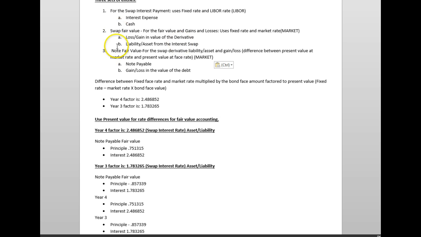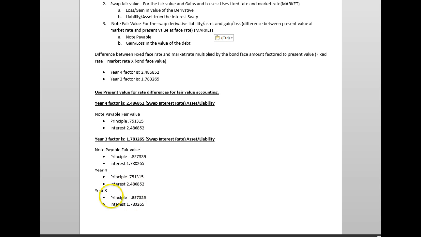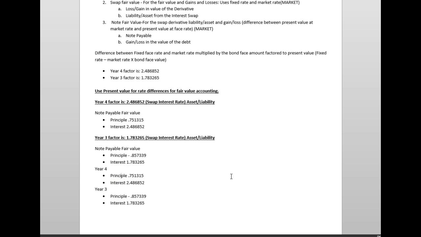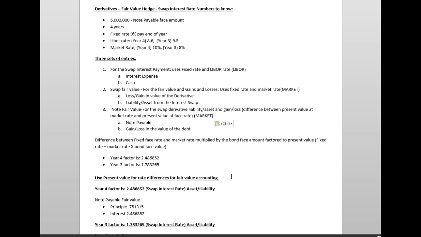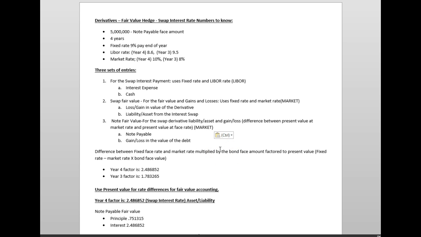Now what we end up doing to figure the amounts here and here, which are your swap fair value and your note fair value, is use present value tables. So in year 4 we've got a factor for the swap. In year 3 we have a factor for the swap. And then we have factors for the note payable for year 3 and 4. So those are the numbers we're going to be playing with. I'll send all of this to you guys separately, but this is the core.